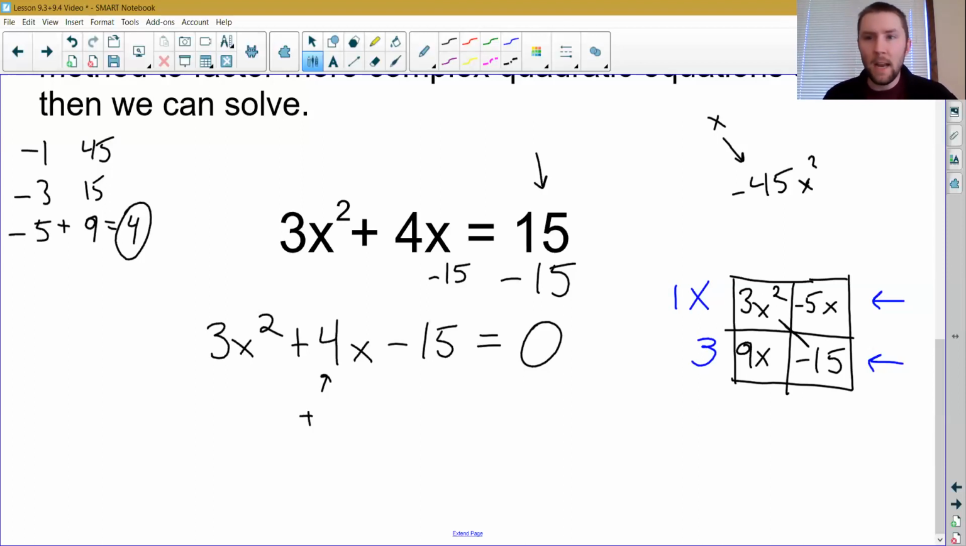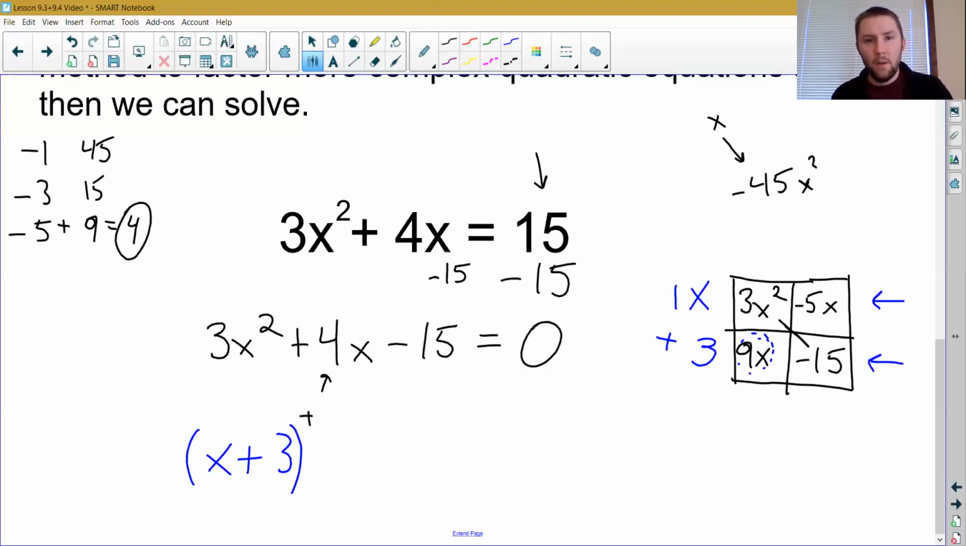The negative 15 does not have an x on it, so I can't pull out a variable. And then to decide if this should be a negative, I just look at the x number. Remember, this is the key right here. Is this number negative or positive? That number is positive, so I'm going to keep this 3 as a positive 3, which means one of my factors from this quadratic trinomial is x plus 3.